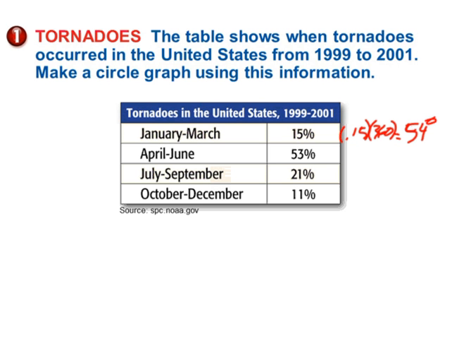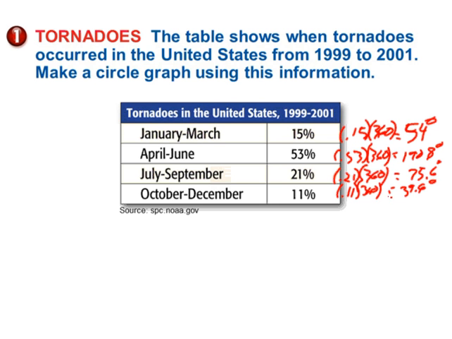The next section, which is 53%, so that's 0.53 times 360, tells me that 190.8 degrees is used for that portion of the circle. 21%, so that's 0.21 times 360, and of course we're using 360 because 360 degrees makes up a whole circle. So 0.21 times 360 is 75.6 degrees. And the last one, 11%, is 0.11 times 360.